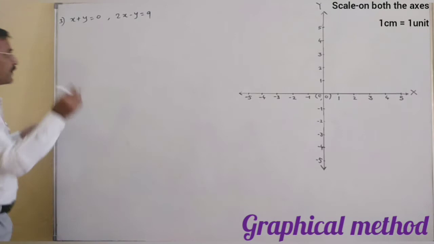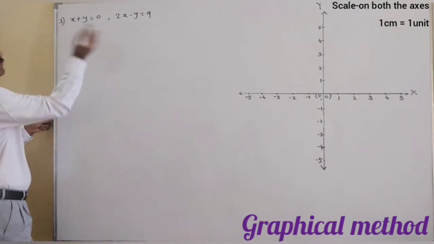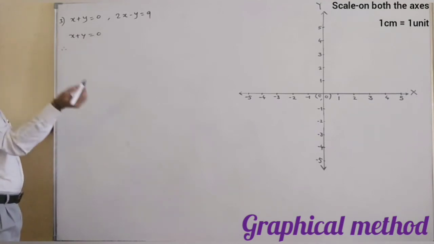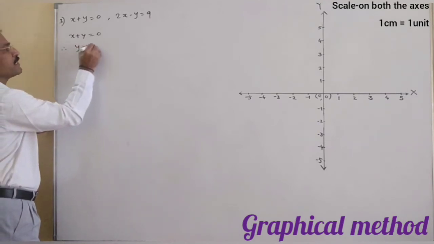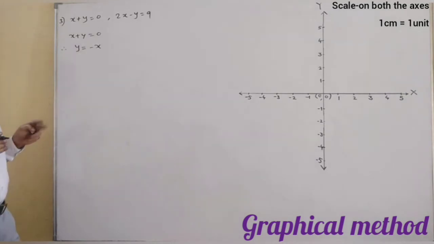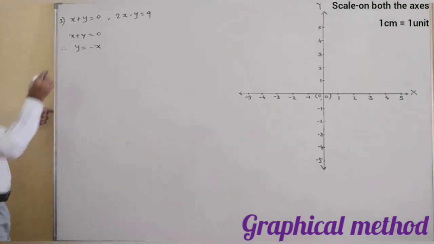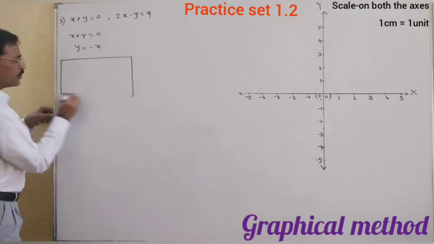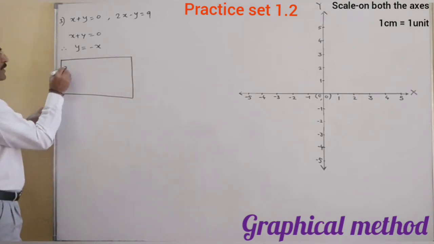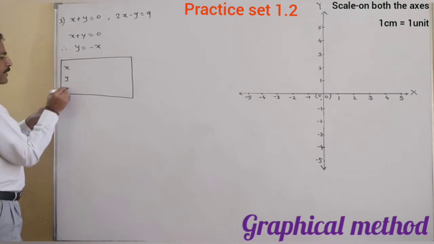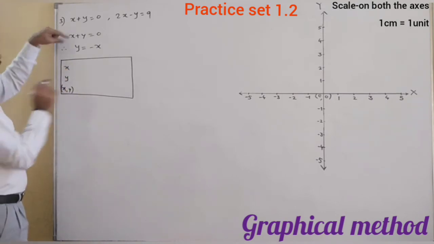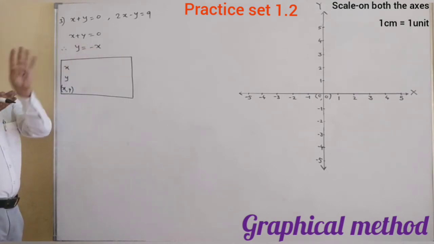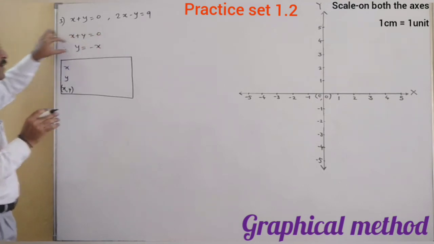Note it. See, first I am going to take x plus y equal to 0. This one we will write in the form of y equal to, just as in the previous sum we saw. So y equal to minus x. So here are the points which we need to draw the graph. This is x, y, and x comma y. Here we can take any number for x, then we can find y, because it is in no-denominator form.